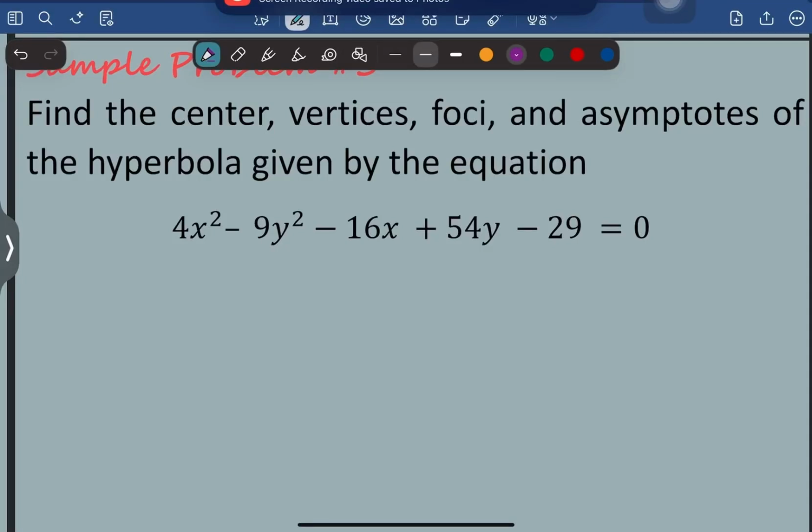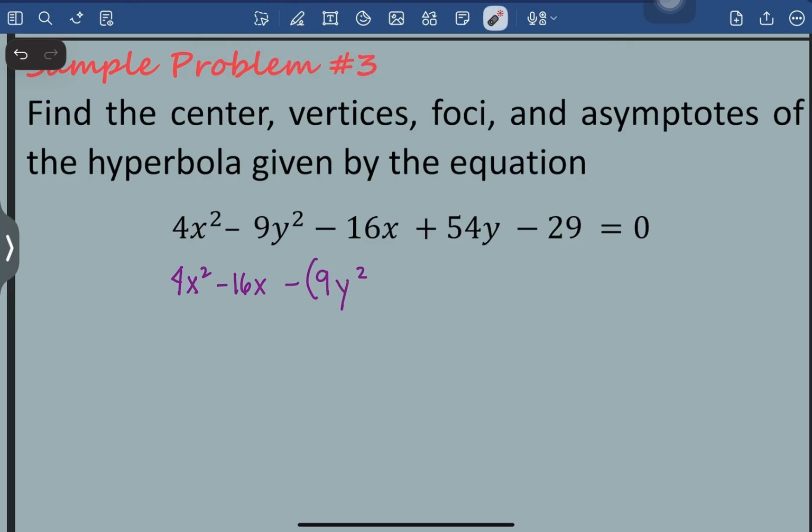So for this problem, the first step is to rearrange the terms. So pagsamahin yung may variable x, then yung may variable y. So ihiwalay na natin yung negative sign. So ito magiging positive.